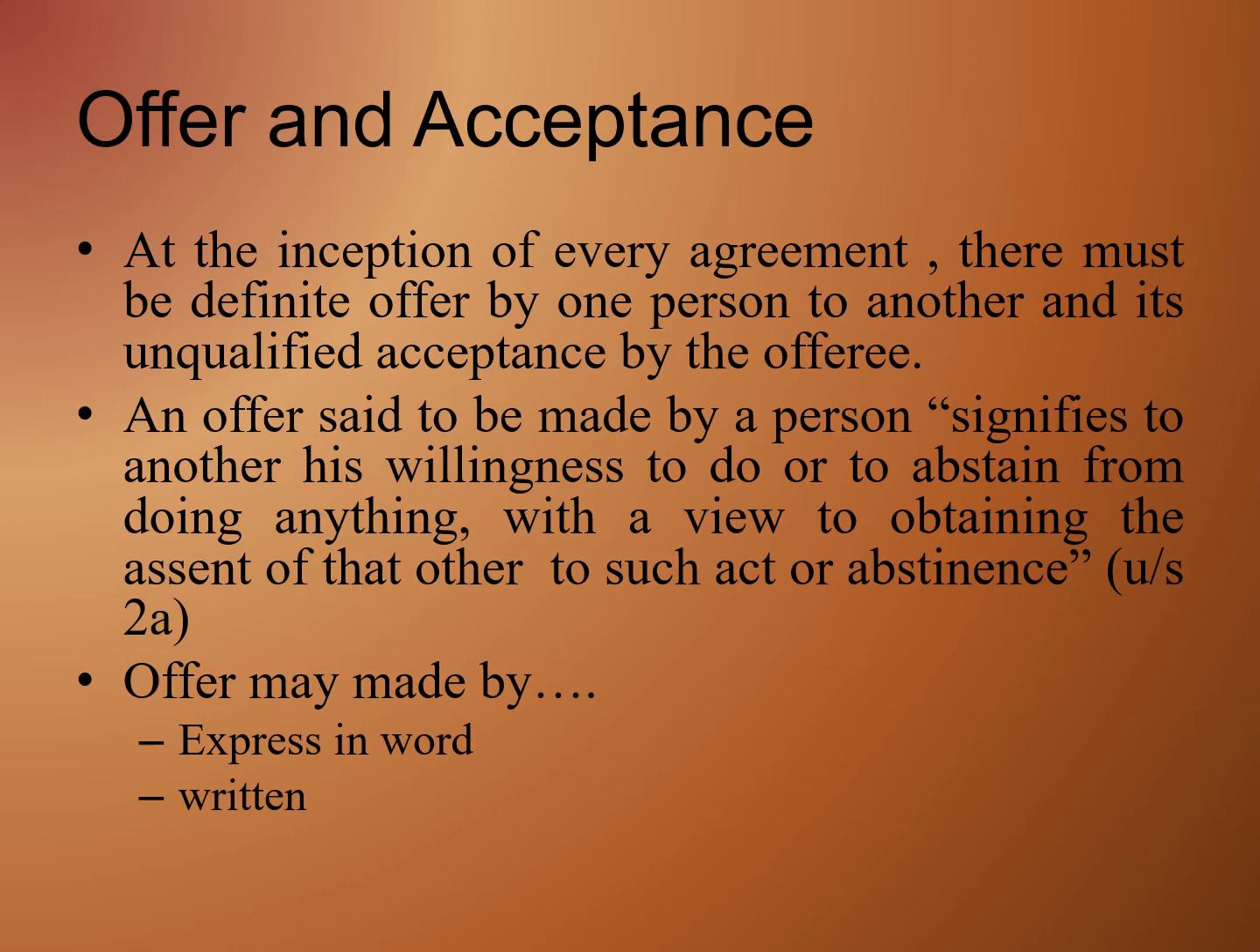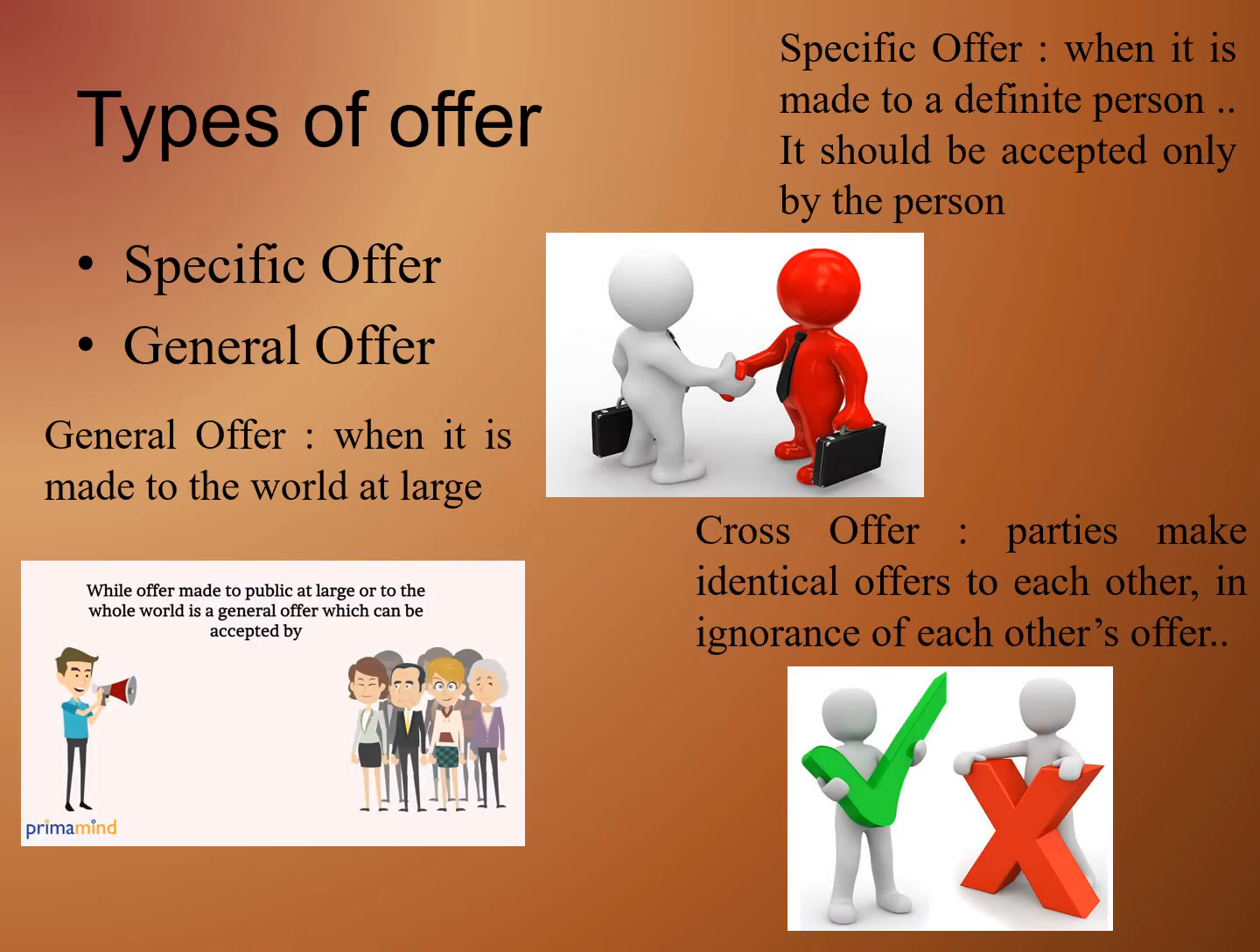I hope you understand. Okay, now we'll go to the next topic, that is types of offer. Students, here we can see there are two types of offer. One is a specific offer and the other one is a general offer. We can see in the left down corner of our slide, there is a general offer. An offer made to the public at large or to the whole world is a general offer, which can be accepted by anyone. There is no binding. The person who is willing to accept that offer can accept it.